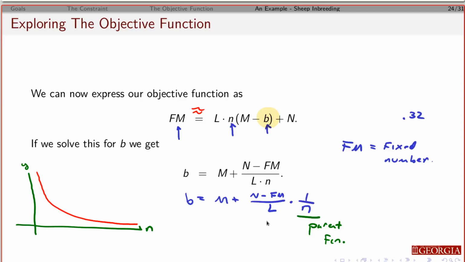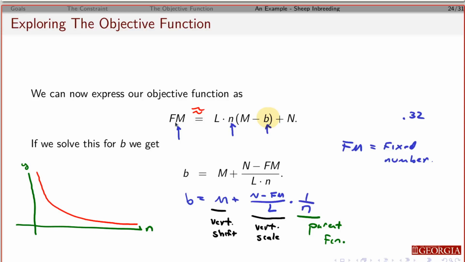What's going on? This right here is going to be a vertical scale. So if I make Fm smaller, n minus Fm gets bigger, and this is going to stretch this out vertically. If I make Fm bigger, n minus Fm gets smaller, and it's going to squeeze it in vertically. And this is going to be a vertical shift. So that's just going to shift it up some amount.